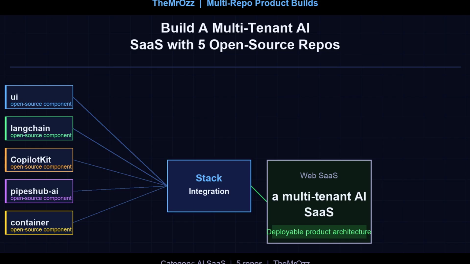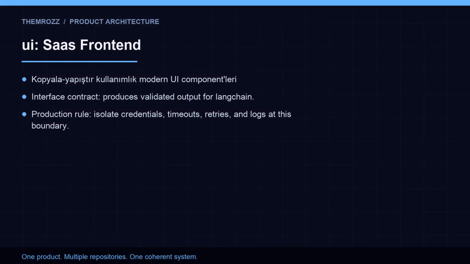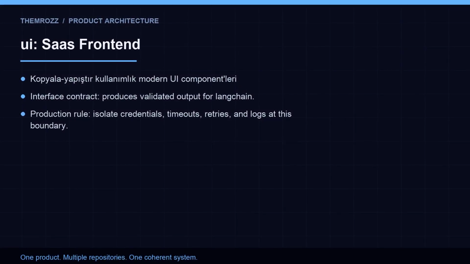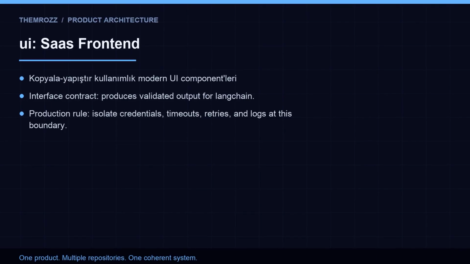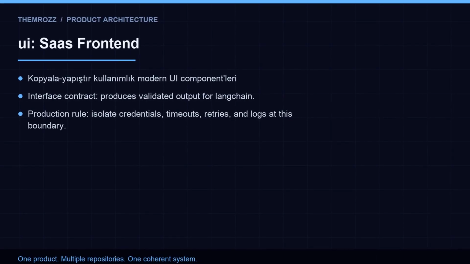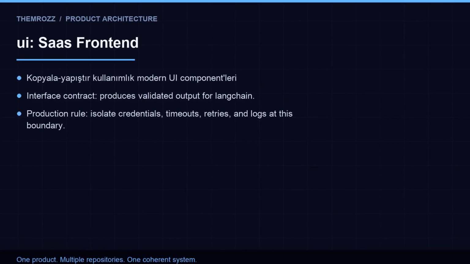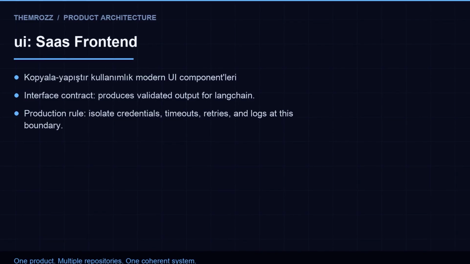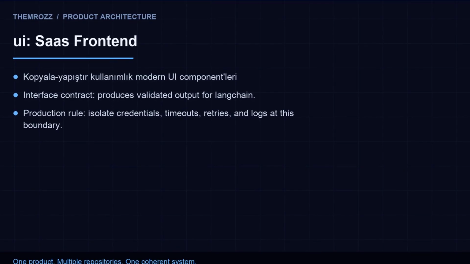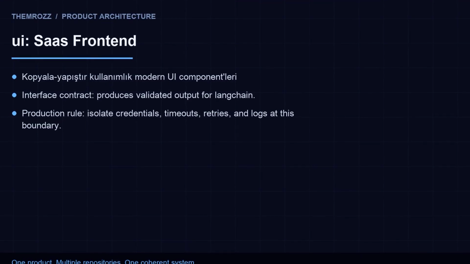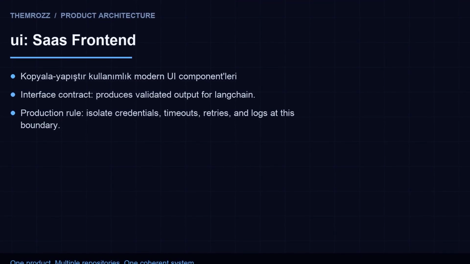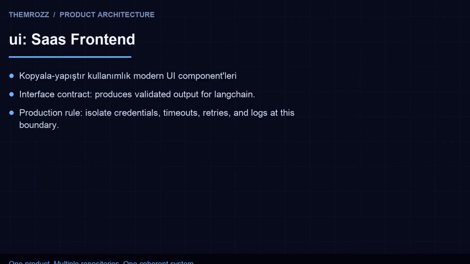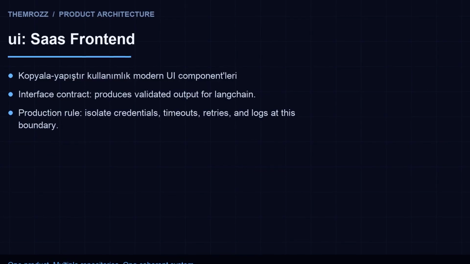As a small SaaS team uses our Multi-Tenant AI SaaS, a request is initiated when a user authenticates and creates a new workspace. This request is handled by the UI repository, which provides a modern and customizable front-end for the application. The UI repository uses the AGUI protocol to communicate with the CopilotKit repository, which is responsible for managing agents and their interactions with the user interface.